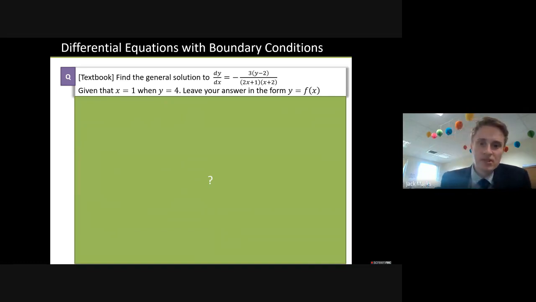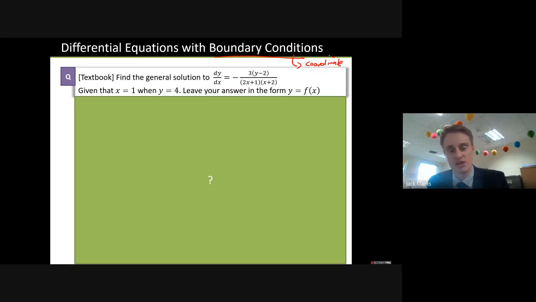Let's do one more. So we're going to have the same question again. It's now got a boundary condition. So a boundary condition is like a coordinate. We're going to answer the question. We're going to have some plus C or A or something like that, some number we don't know. But then we're going to use something that we do know about the situation to help us fully answer the question. So there won't be any unknowns in this.